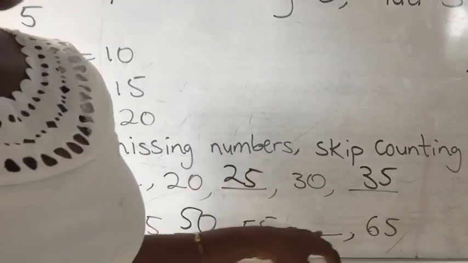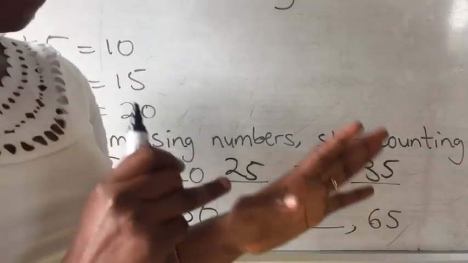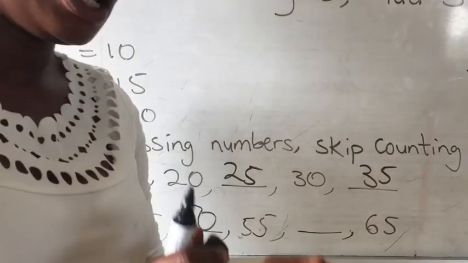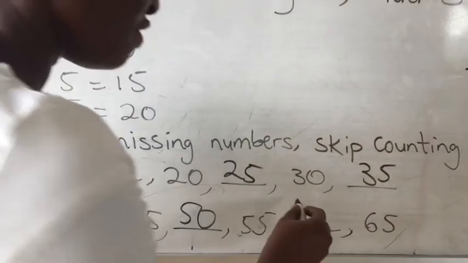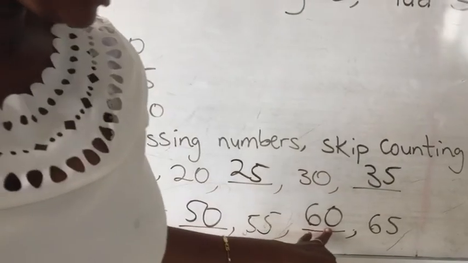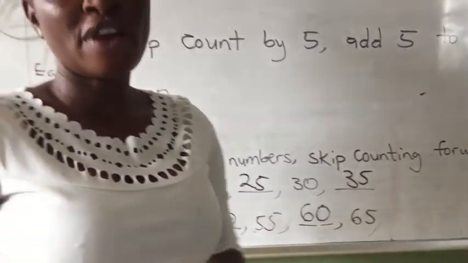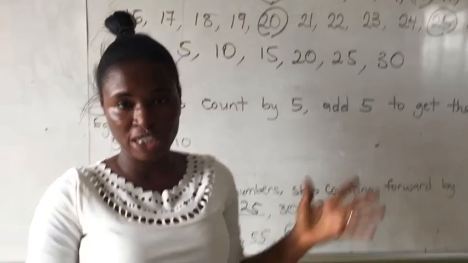Then 55 plus 5. So I have 55 in my head. 56, 57, 58, 59, 60. Very good. And 60 plus 5 will give me what? 65. I believe you've enjoyed this lesson.